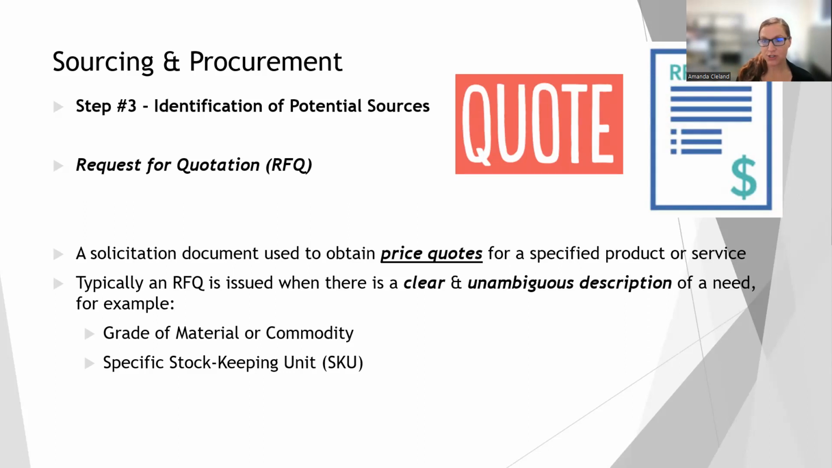Typically, we are going to issue an RFQ if we have a very clear, very unambiguous description of a need. So if we know that we want a certain stock keeping unit, a certain SKU, that is very specific. There is no way you can misinterpret that. It's very clear. So that would be a perfect example of when we would use an RFQ, a request for quotation. And we would request that that supplier provide us with a quote or a price for that specific stock keeping unit.